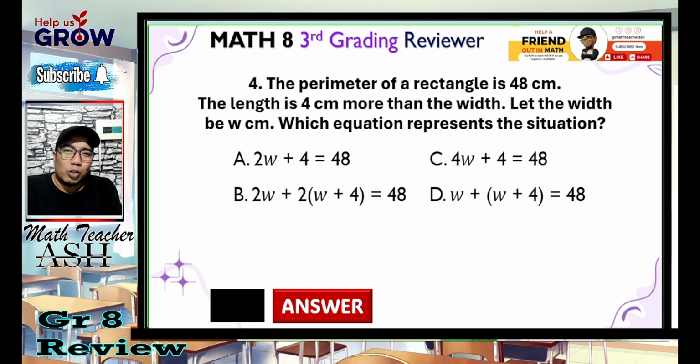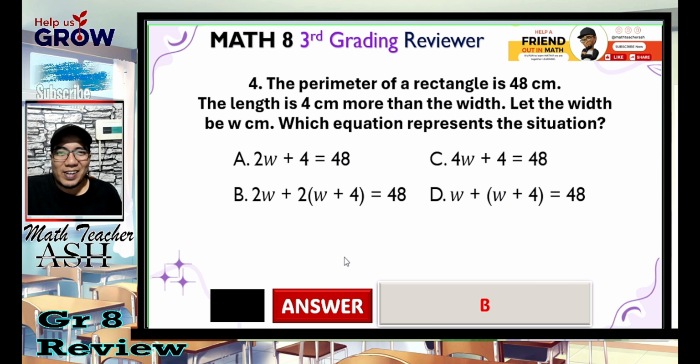Okay, very good. So, having those, applying it to our formula, 2L plus 2W is equal to perimeter, then that would mean 2W by substitution plus 2 times the quantity W plus 4 is equal to 48. And that is letter B, my dear math learners. Now, let us check whether we are correct. Alright, easy, right? Now, let us go to question number 5.